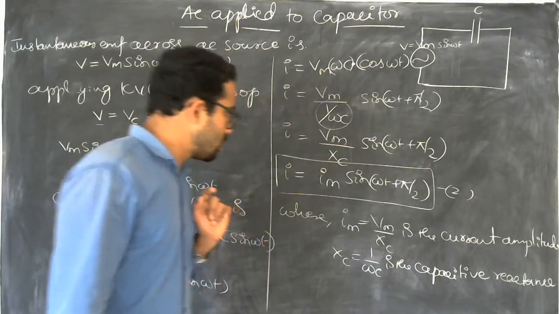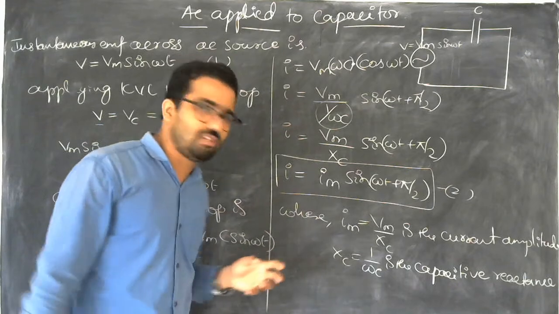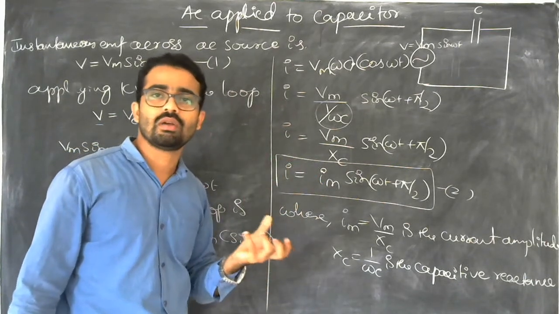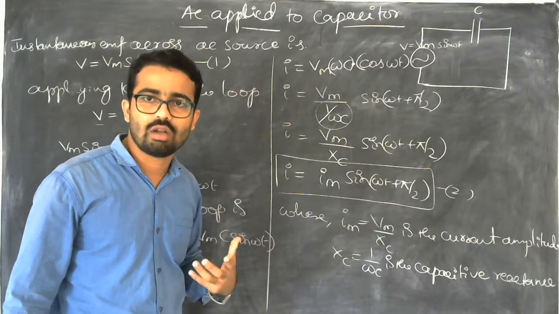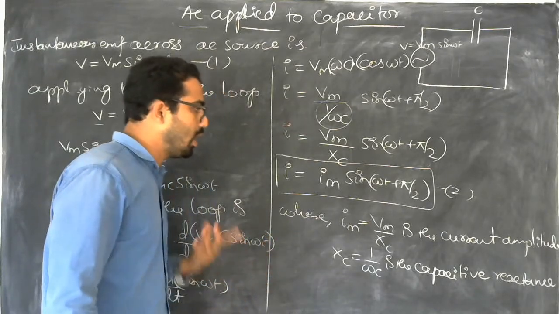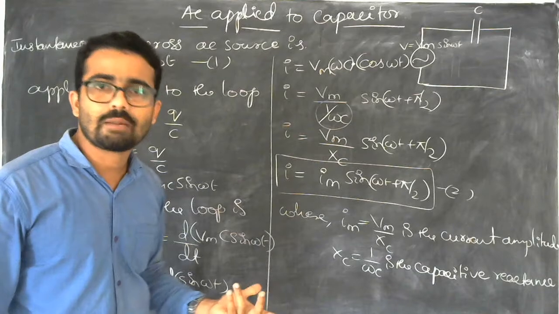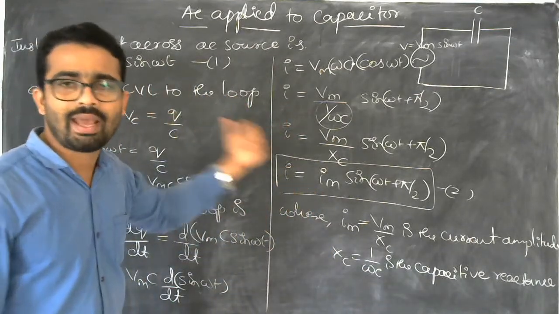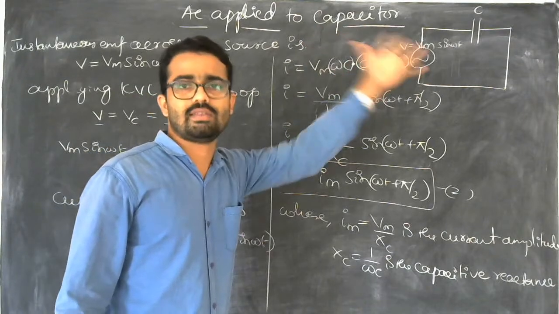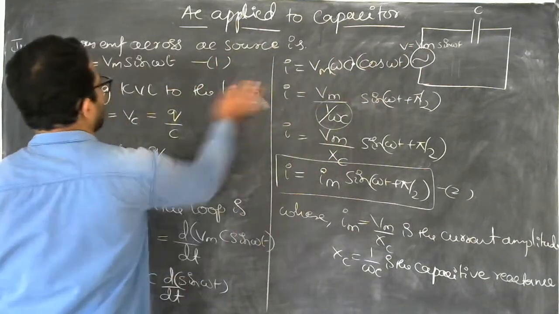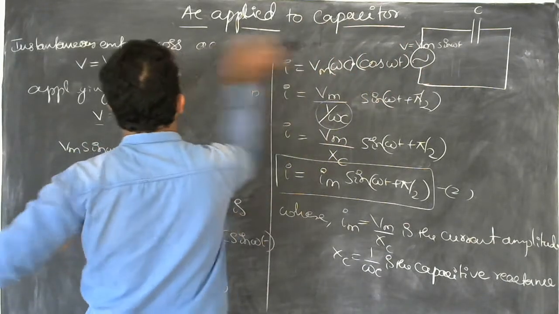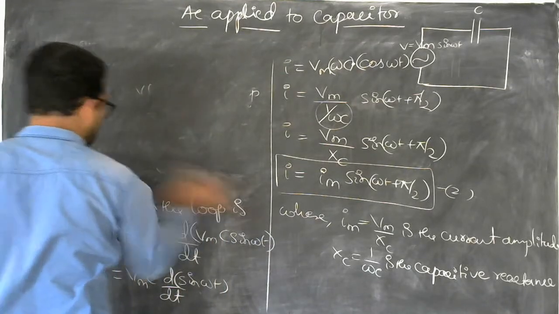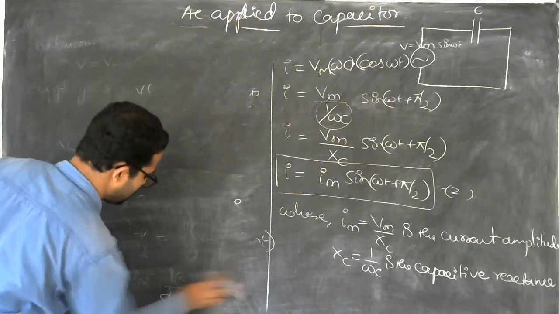So to get a clear picture of this, to see the relation between current and voltage, we should draw a diagram called a phasor diagram. It is a graphical representation showing the relation between current and voltage when a capacitor is connected to an AC circuit. Let's see the phasor diagram, phasor relation.